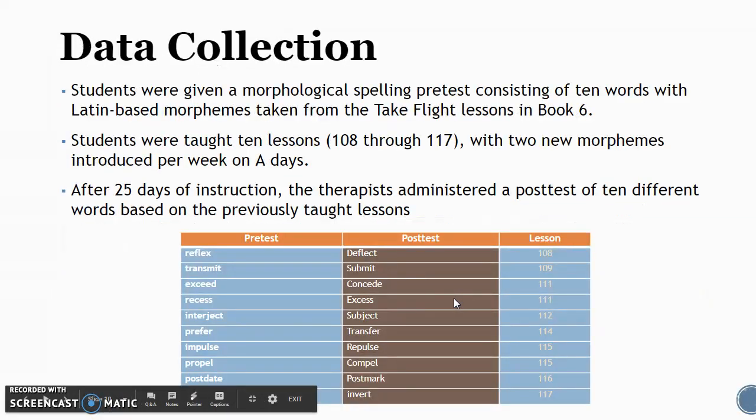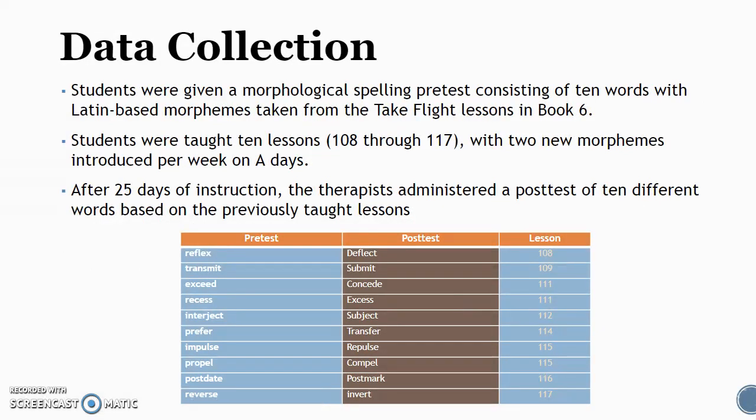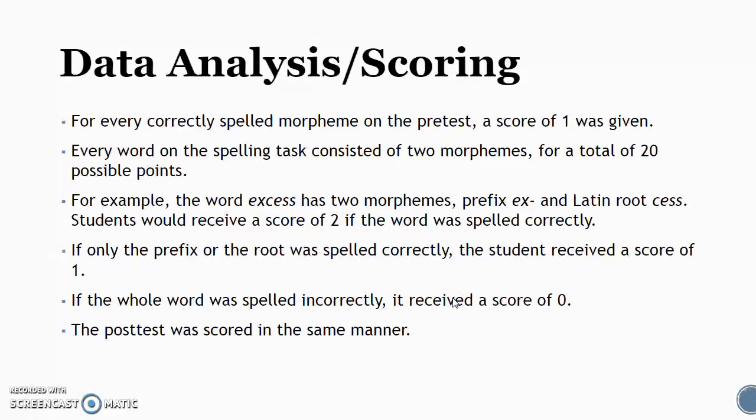For the data collection, the students were given the morphological spelling test consisting of 10 words. Here's the pre-test that I used and the post-test. You can see here which lesson it corresponded with. The students were taught 10 lessons with 2 of those new morphemes introduced per week on those A days. And then after 25 days of instruction, the therapist administered a post-test of 10 different words that were also based on those same morphemes.